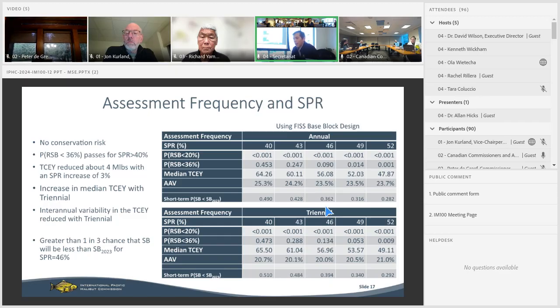A second quick comment is a lot of people say when they interpret MSE results to not focus so much on the exact values here, but to look at the comparison across the management procedures. And so when I say the TCEY is reduced about 4 million pounds with an SPR increase of 3%, that's really showing you the effect of a decision on what SPR should be. And so it's indicating how the management is affecting the stock.